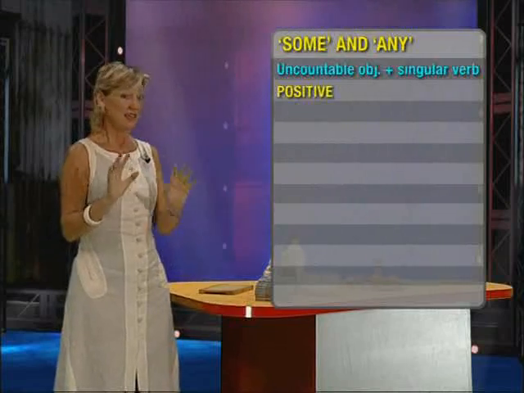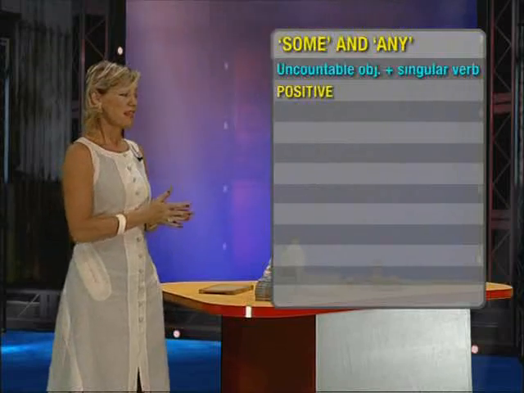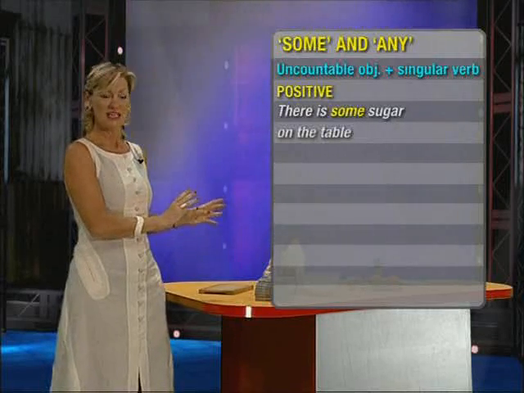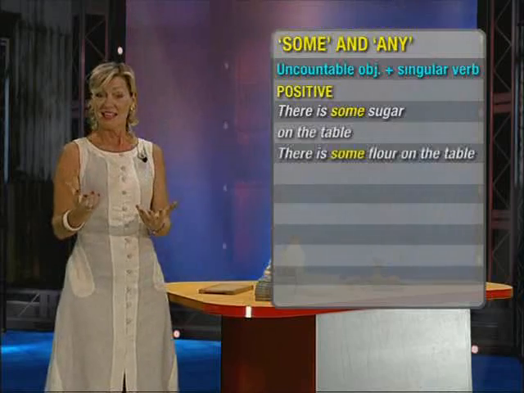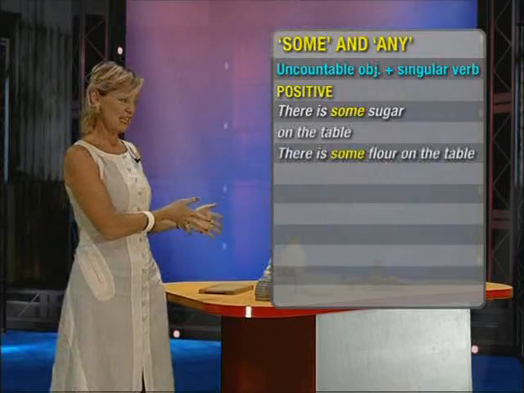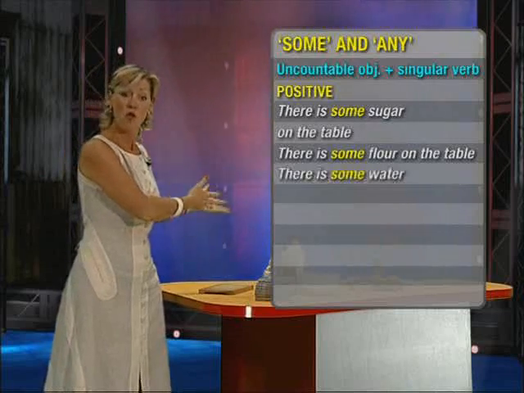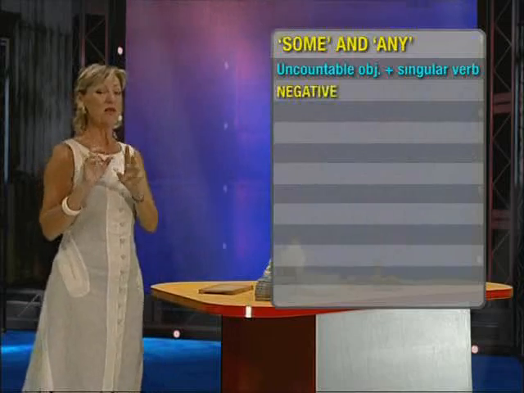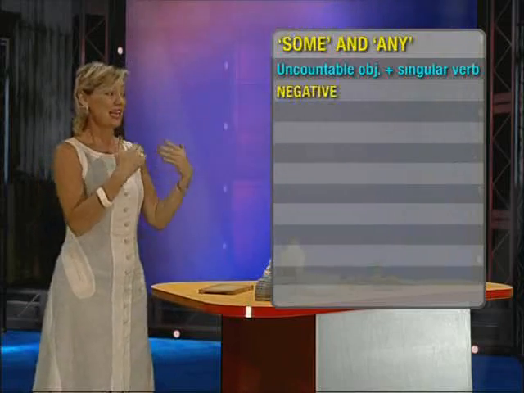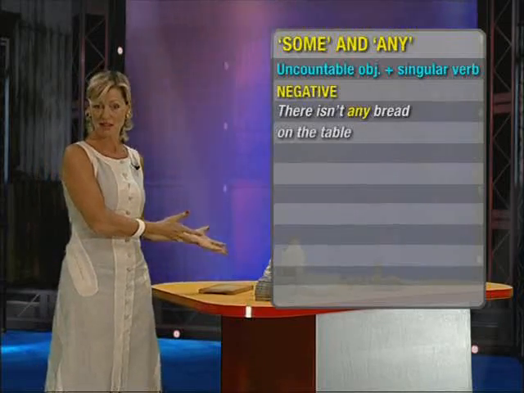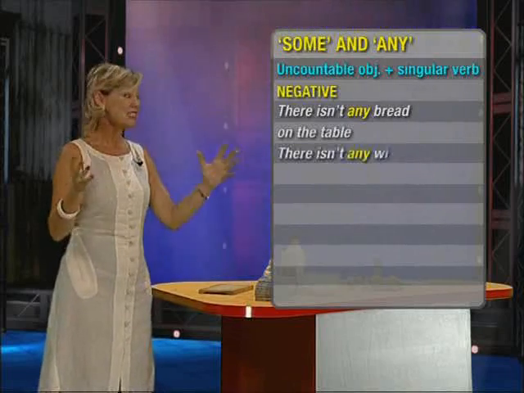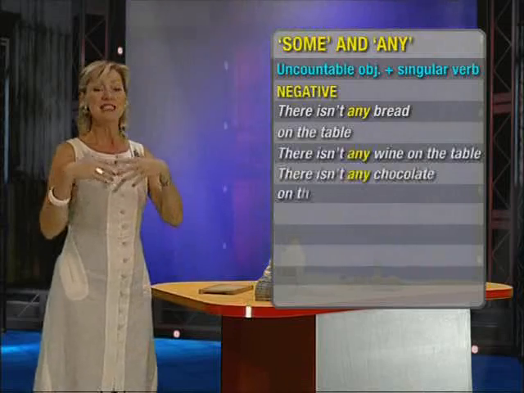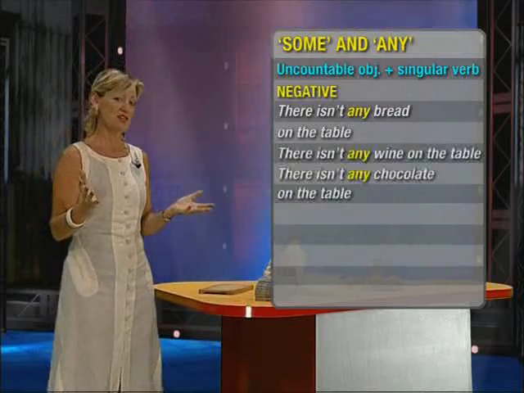Now, let's move on to uncountable objects. These ones here. The examples are, there is, singular verb, some sugar on the table. There is some flour on the table. There is some water on the table. Okay? Negative, again, we use any. We say there isn't any bread on the table. There isn't any wine, a liquid, on the table. There isn't any chocolate on the table.